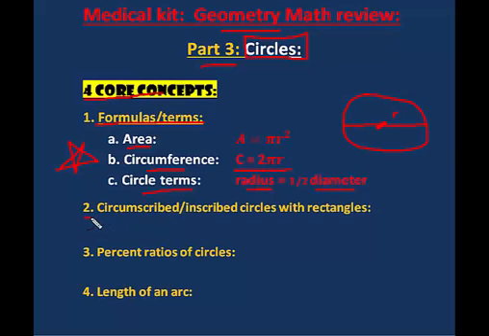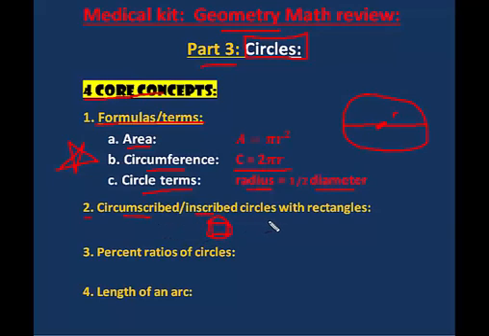Number 2, we are going to be dealing with circumscribed and inscribed circles in regards to rectangles. So first of all, circumscribed. We are going to be given a square or a rectangle, and they are going to circumscribe a circle. They're going to tell you, go ahead and draw a circle around that and tell me how big that's going to be. They'll give you some information about the rectangle, and then you have to draw a circle around it. Maybe they'll give you this diagram already, and then you have to play around with it.